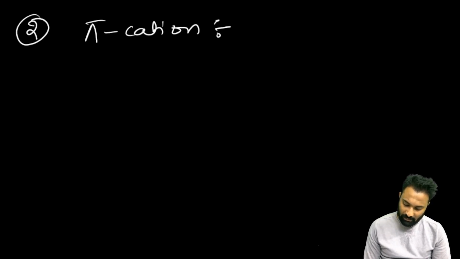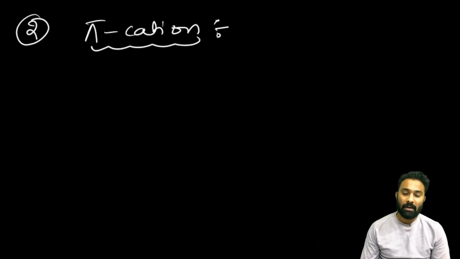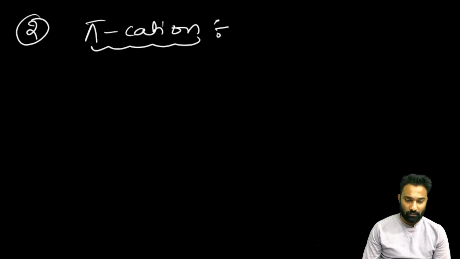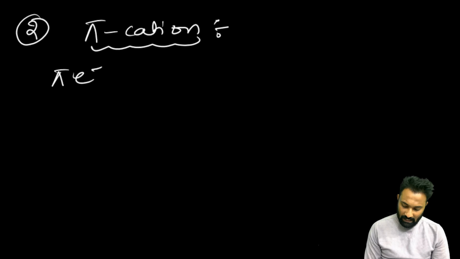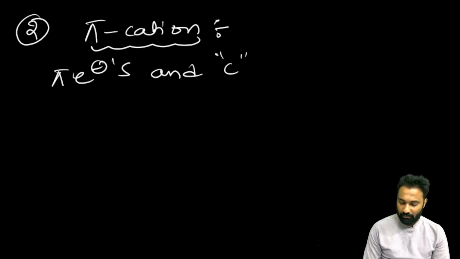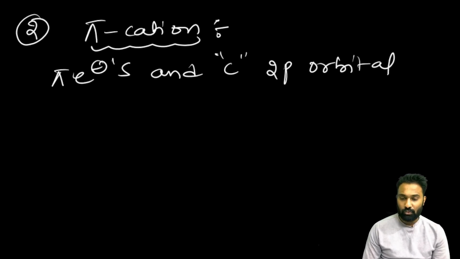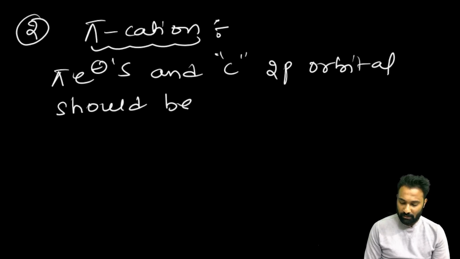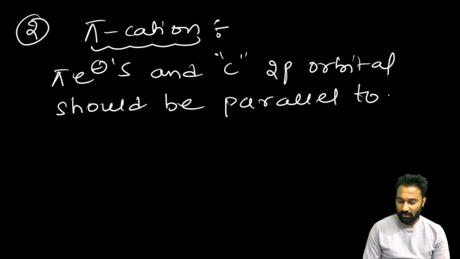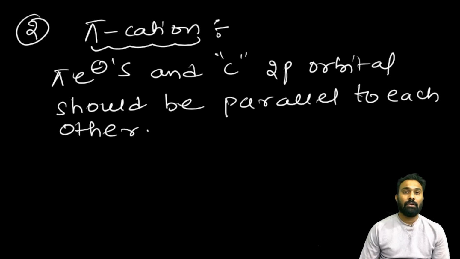Pi and cation resonance. Now, how will the pi and cation resonance happen? Now you see, the pi electrons and the carbon 2p orbitals should be parallel to each other. Should be parallel to each other. Now, how are they parallel to each other?